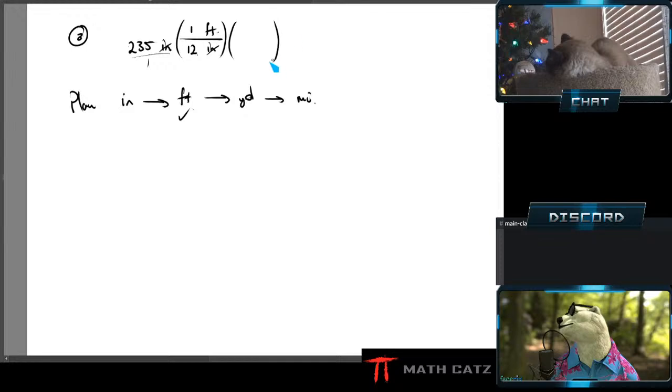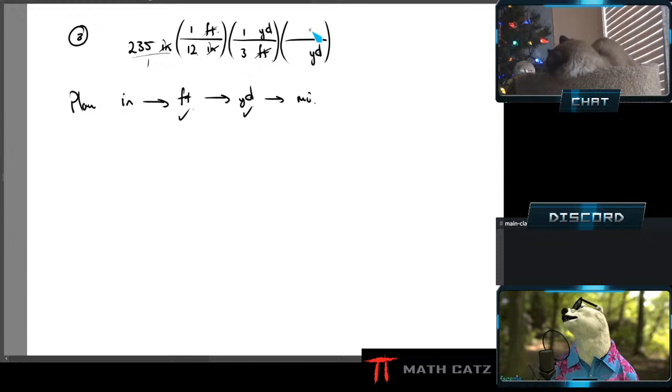Now I have to convert that to yards. I'll go feet at the bottom, yards at the top. 1 yard, 3 feet. The feet unit cancels with a foot unit. Now I'm currently in yards. I need to do one more to get to miles.